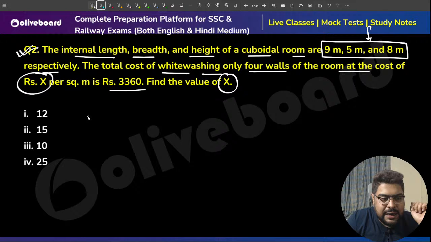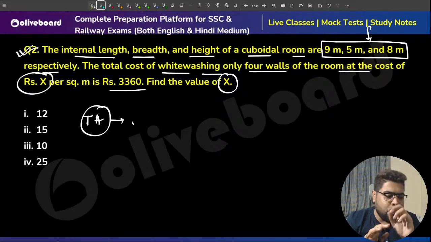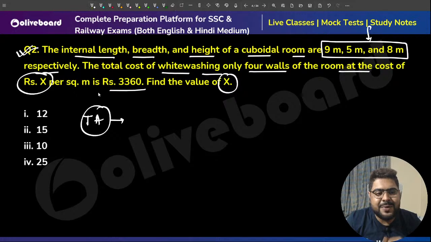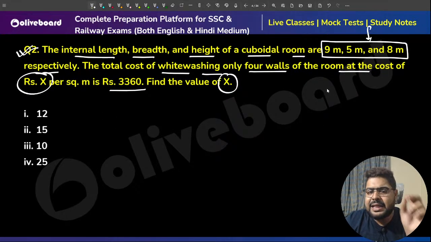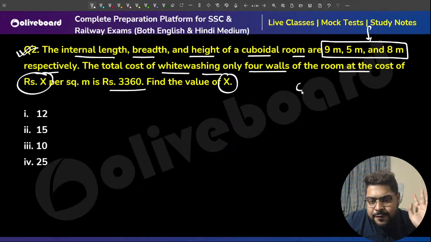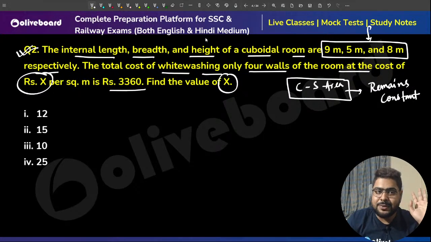Sir, what is the total area here? We need the CSA because we are just whitewashing the 4 walls. Always let me say a very simple thing. In any 3D mensuration diagram, if the cross-sectional area remains constant throughout the height, please understand what I'm trying to say here.